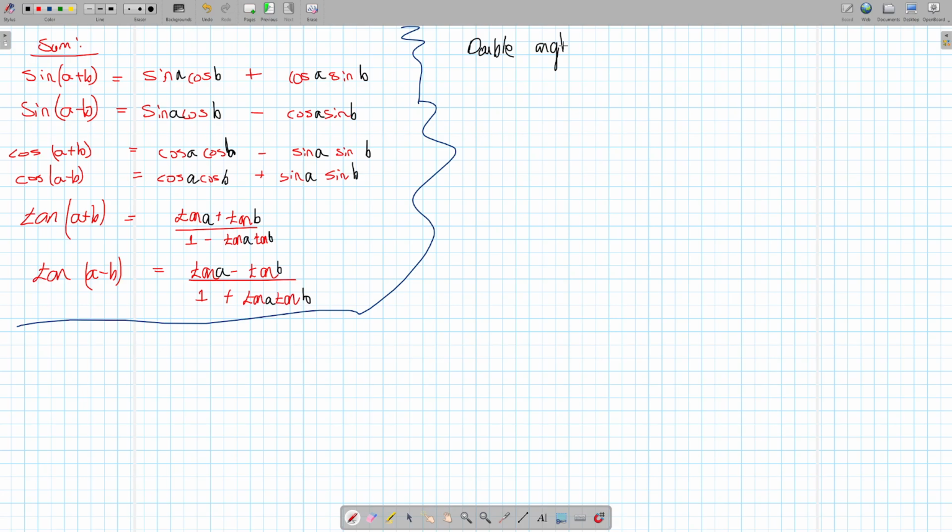The double angle basically comes from the sum formulas. What is sine 2 theta equal to? Let's keep it in terms of theta, it feels more math. And tan 2 theta. Someone's going to ask, what's the formula? Isn't 2 theta just theta plus theta? So can't you just use this rule over here? If you use this rule, you get sine a cosine b, so sine theta cosine theta plus cosine theta sine theta.